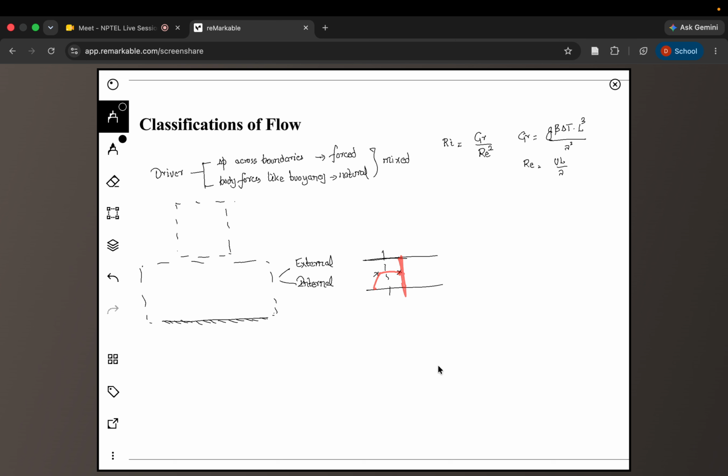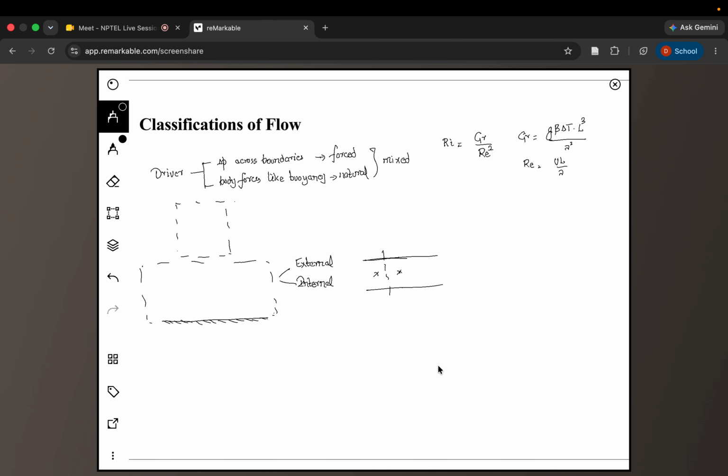So this classification of external versus internal, or forced, natural, mixed, is not a universal thing for the entire problem. If you are solving some complex problem, there could be certain regions where, as in the previous case with the Richardson number, it is not a universal constant for the entire domain that you are trying to solve. There could be certain regions in the domain where the Grashof number is dominant, and other regions where the Reynolds number is dominant.